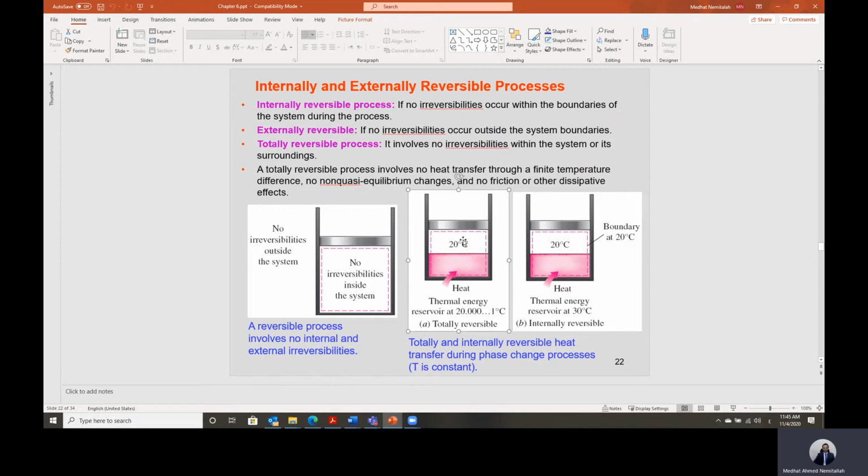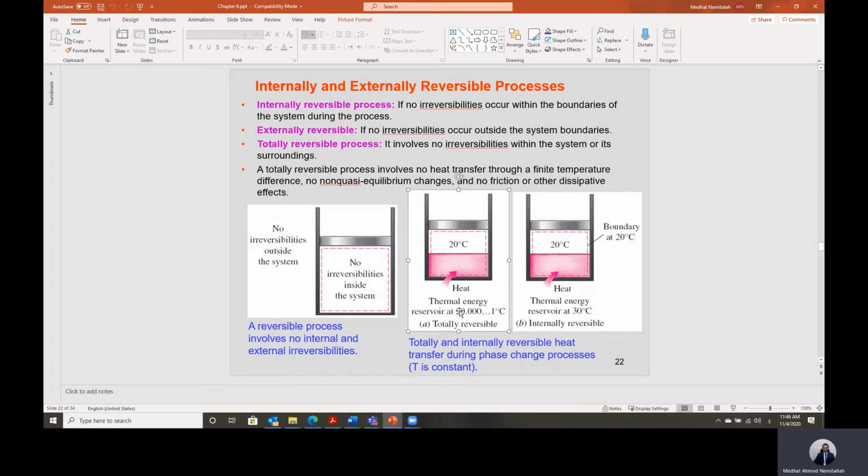This is the saturation temperature of this fluid. So we have a boiling or phase change of this fluid under this temperature. So if heat is added from an external source, this will be a latent heat. So the temperature here will remain the same, and the liquid will be converted to vapor in this case. So we don't have any change within the system. So we call this process internally reversible. We don't have a rise in temperature.